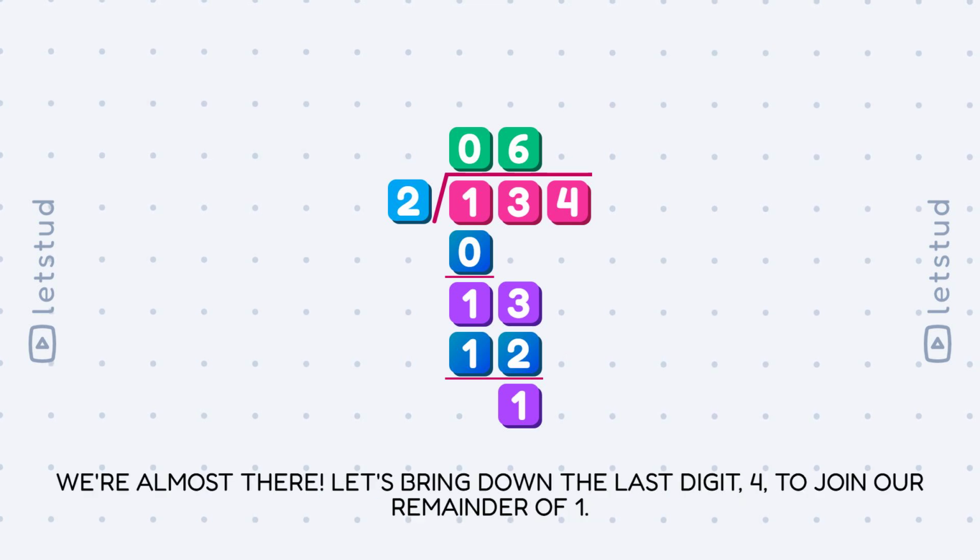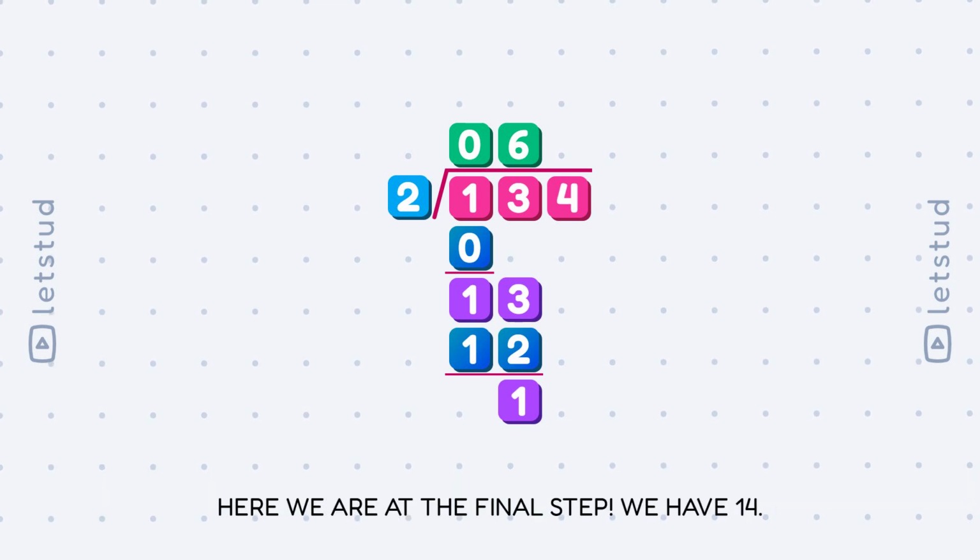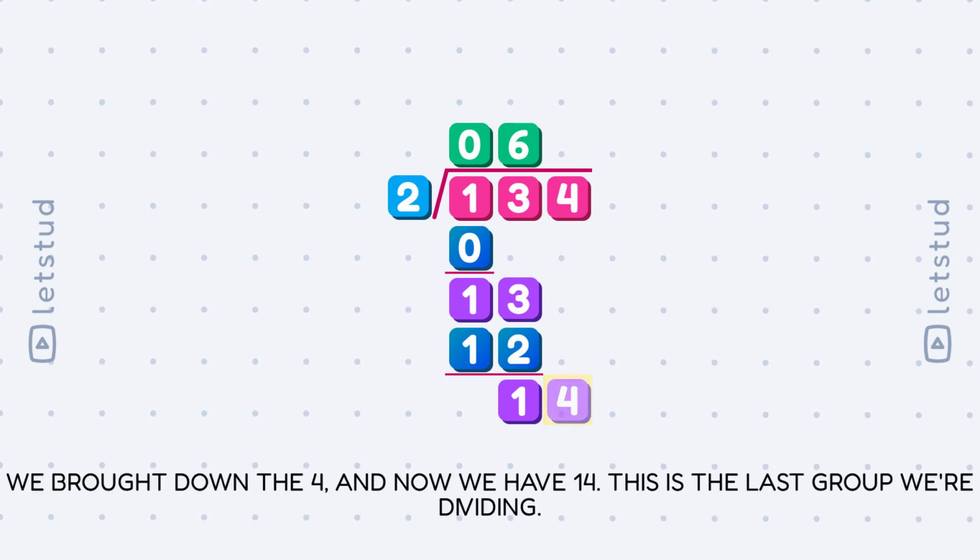We're almost there, let's bring down the last digit 4 to join our remainder of 1. Here we are at the final step, we have 14. We brought down the 4 and now we have 14. This is the last group we're dividing.